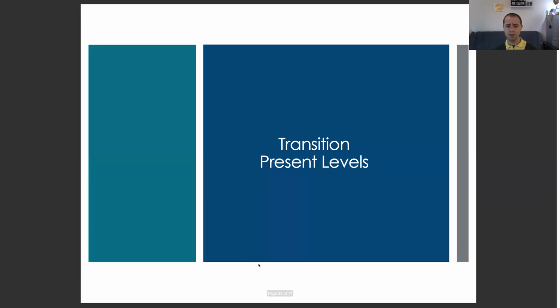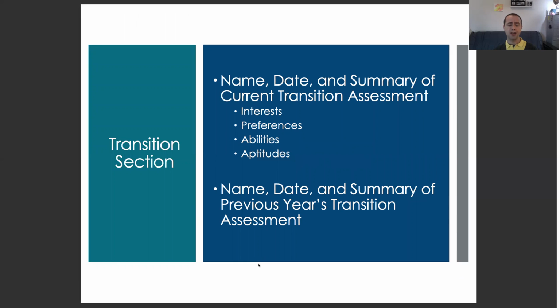So now we're going to jump into the transition present levels here. And we want to make sure that we're talking about the transition section. So in our present levels, we learned that we have our present levels of academic achievement. We also have our present levels of functional performance. And then after that, we have our transition section, our present levels for transition.